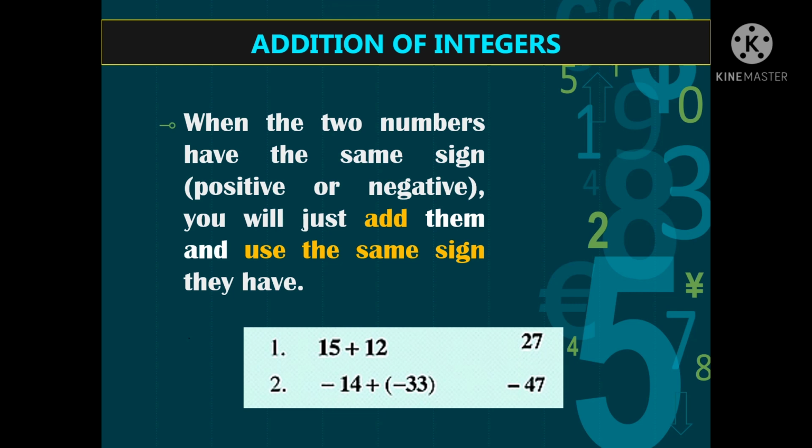So second example, we have negative 14 plus negative 33. So this time they are both negative. So let me illustrate once again. So we have the sign negative here. So negative 14, plus negative 33.